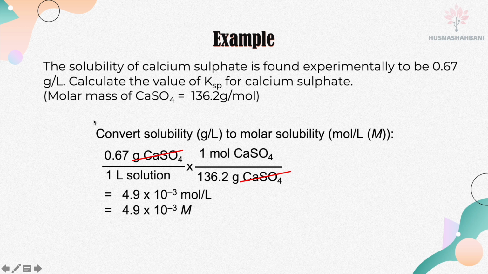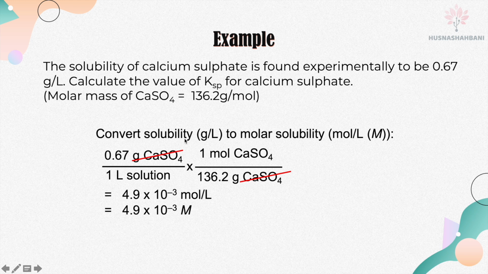For example, solubility of calcium sulfate is found experimentally to be 0.67 gram per liter. Calculate the Ksp for calcium sulfate. Given solubility S as 0.67, but the unit is gram per liter. We need to calculate Ksp. Ksp equals the concentration of the product over reactant. So concentration of the product must be in mole per liter, but here solubility is in gram per liter.